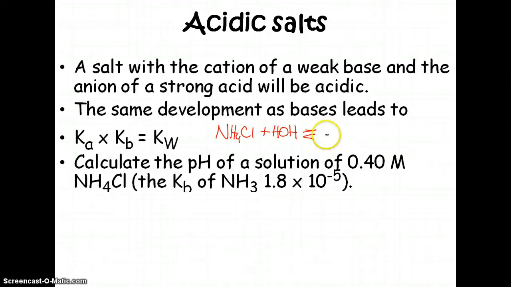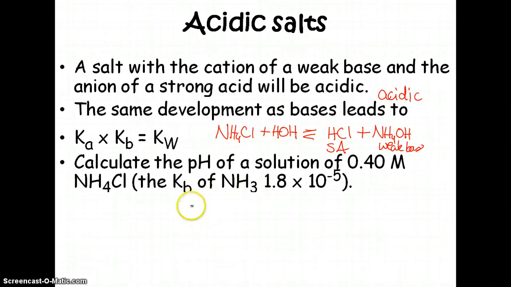Okay, so you're going to get HCl and NH4OH. Okay, so this is a weak base and strong acid. So we know that it should be acidic. Okay, all right, then you go and you write your dissociation equation for the actual salt itself. So we got NH4Cl dissociates into NH4 plus and Cl minus.